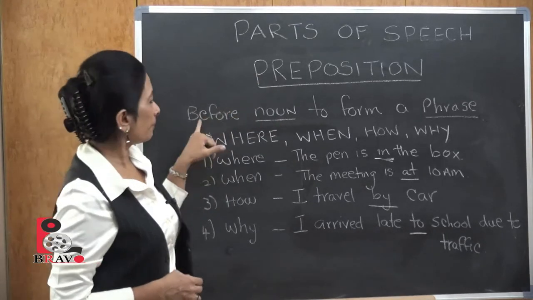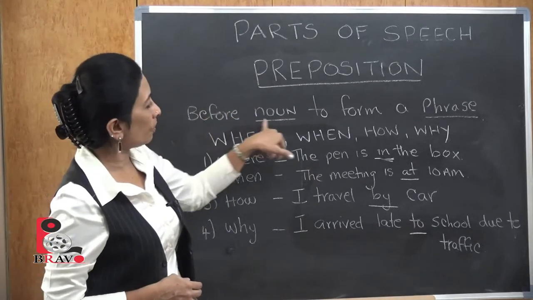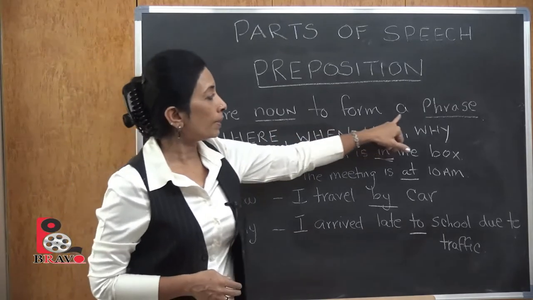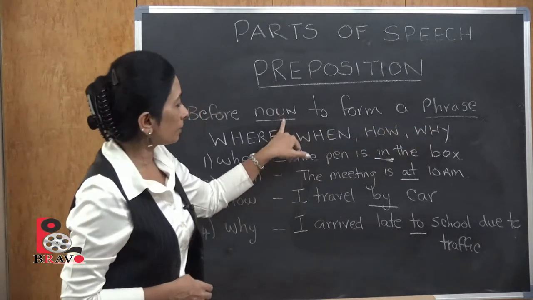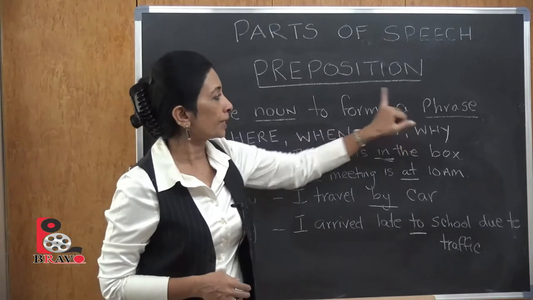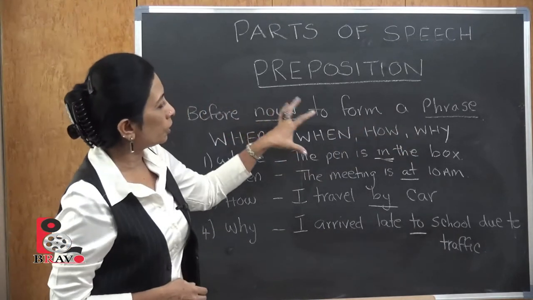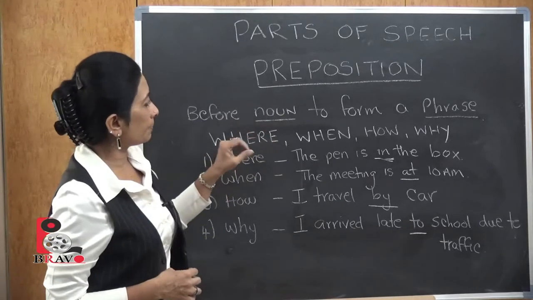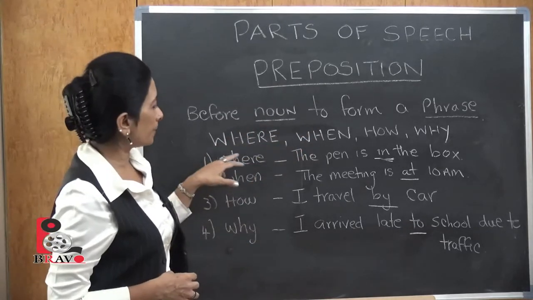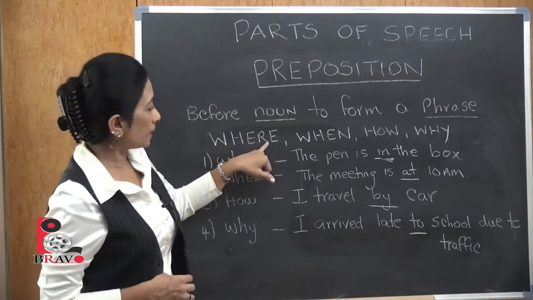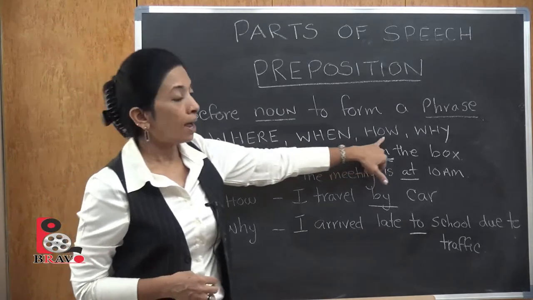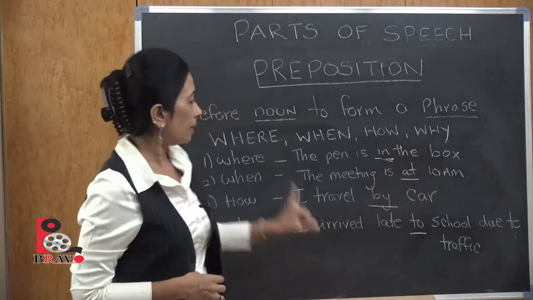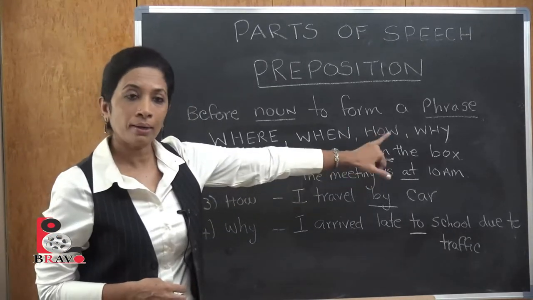Preposition, the description of preposition is before noun to form a phrase. So we learnt about the noun before, we learnt about the phrase. So this is before noun to form a phrase. And some of the examples, again I've chosen only 4 examples. Some of the commonly used words are where, when, how and why.